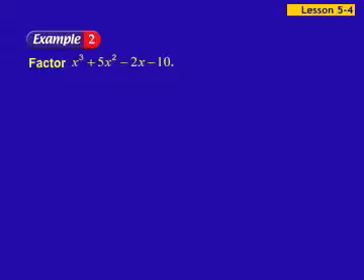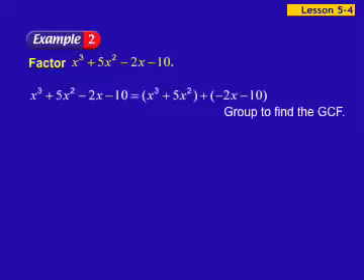Let's take a look at example 2. Here, we can't find a greatest common factor, so we've got to try something else. In this particular case, we want to first group. We're going to make groups that we can factor something out of. Here we'll group the first two terms and the last two terms.